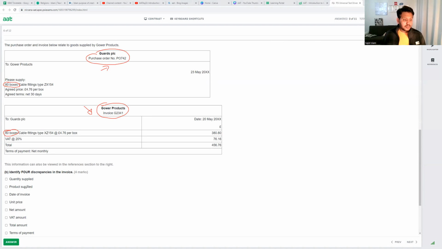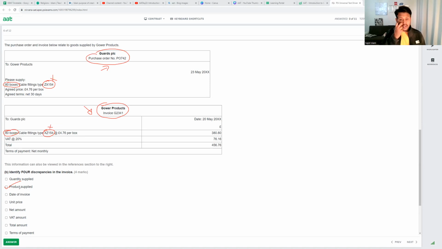It's fine. Product supplied, let's have a look. What did I order? I ordered ZX154, but they gave me XZ. It's very close. You see that? So you need to be very careful. One is ZX and one is XZ. So it's not the same. So there is a problem here. So we need to say the product supplied is not the right product.